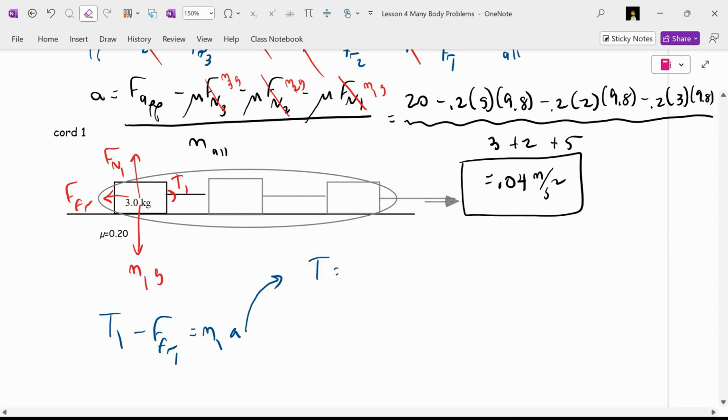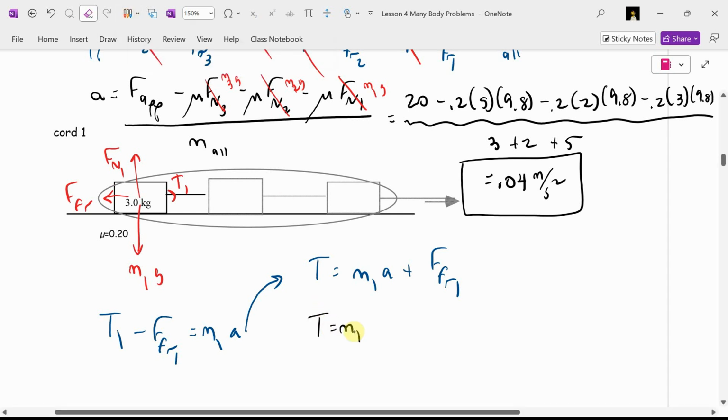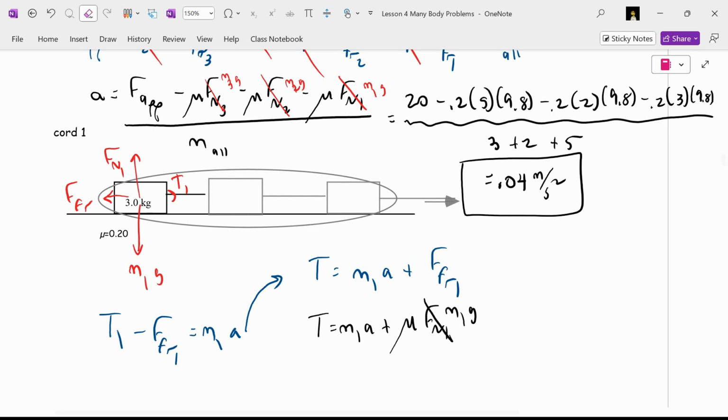If I want to get the T by itself, it's going to be M1A plus friction 1. Tayshaun, friction is what times what? So it's going to be mu normal force number 1. I don't know normal force number 1. Oh, but look, it's M1G. So now I would probably say, hey, that can be M1G. Go ahead.